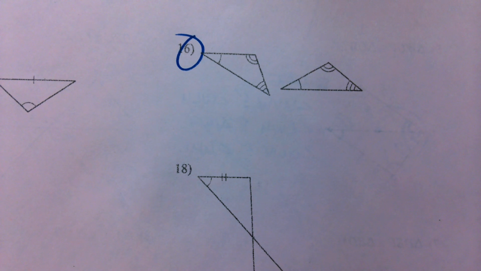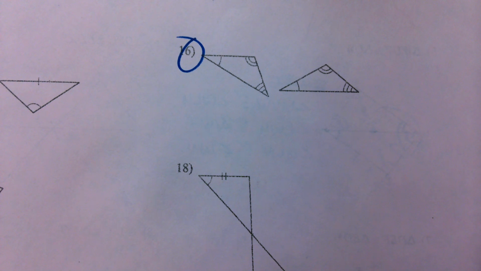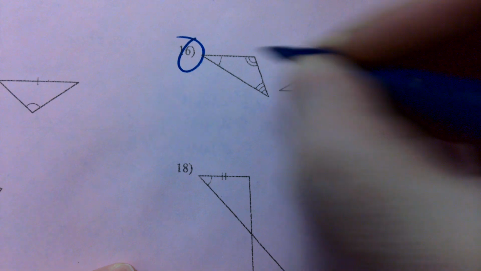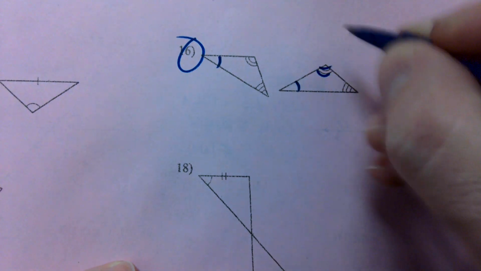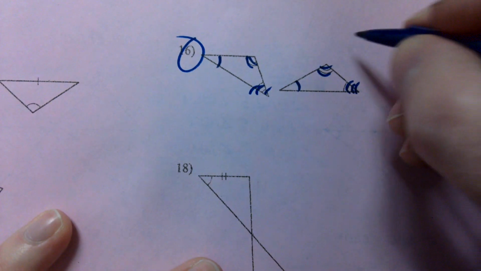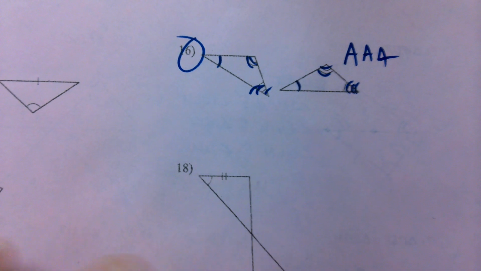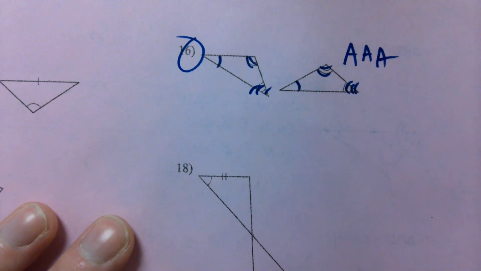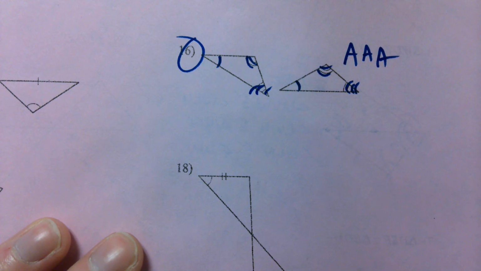I'm sensing a similar thing that's going to happen on number 16. What do these two triangles have in common? Yeah, Alex? They have all 3 angles. All 3 angles are in common. Well, they must be congruent then, right? No. By the AAA theorem? Triple A? Is that a thing? No, not really.